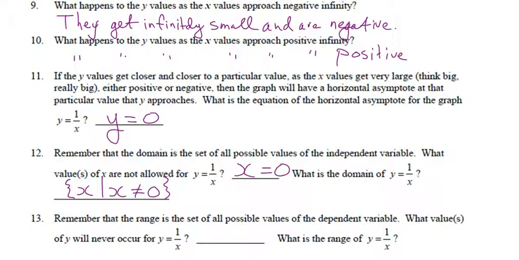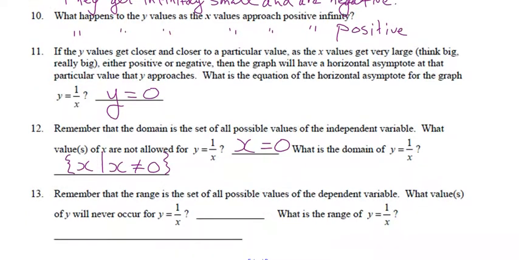Remember that the range is the set of all possible values of the dependent variable. What values of y will never occur? y equals 0. And what is the range? The set of all y such that y cannot equal 0.